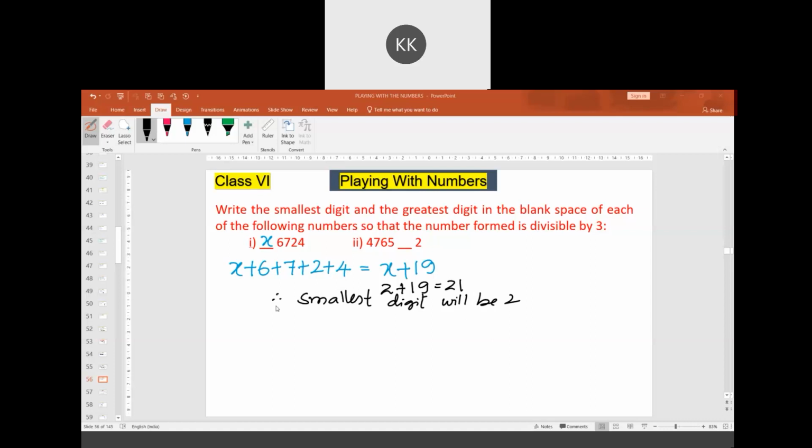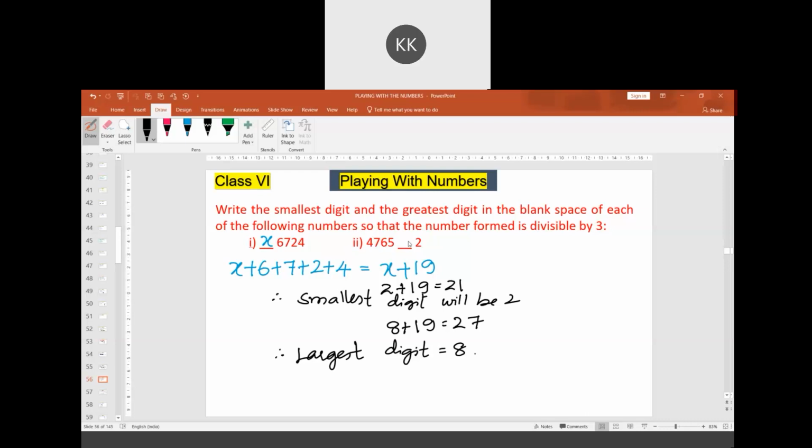What is the largest digit which can be there here? It has to be 8, because 8 plus 19 is going to be 27, and 27 is divisible by 3. Second one is 0 and 9. A digit refers to a single number. It cannot be 15, sir. 21, 27. Okay, the first one is answered.